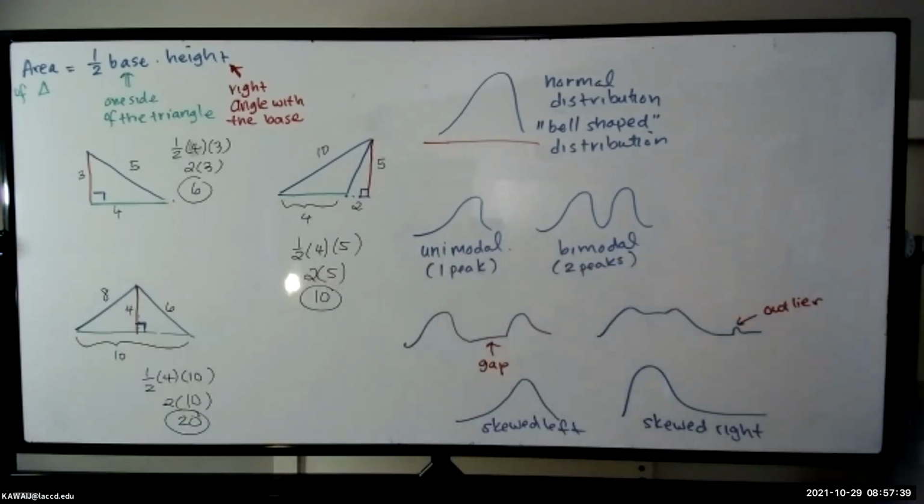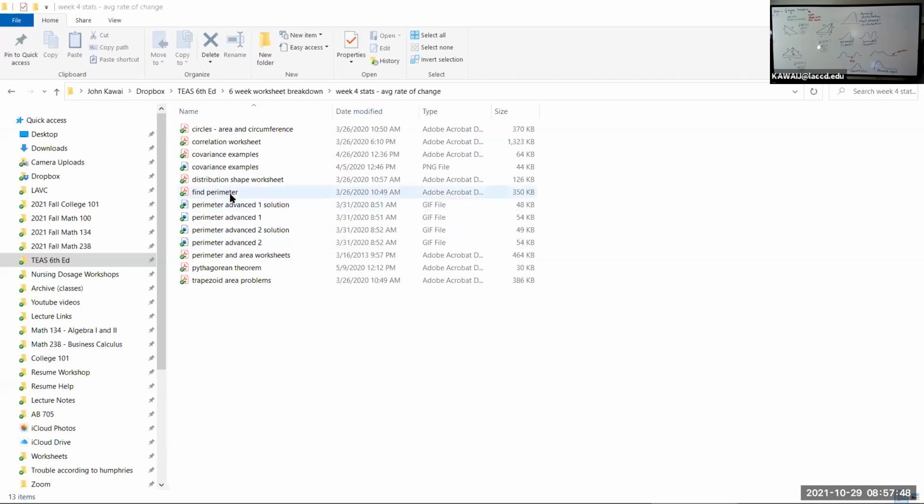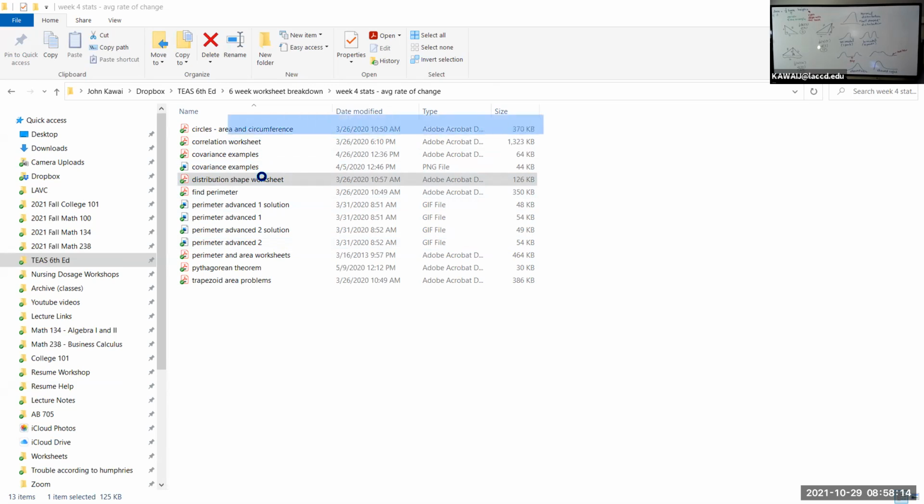Okay, now let's open up that worksheet. We're going to open up the distribution shape worksheet. And just so you know, the answers are on the bottom. Now, the ones I care about, when we do this, I want to know whether they are symmetric, skewed right, skewed left, bimodal, outlier, and gaps.